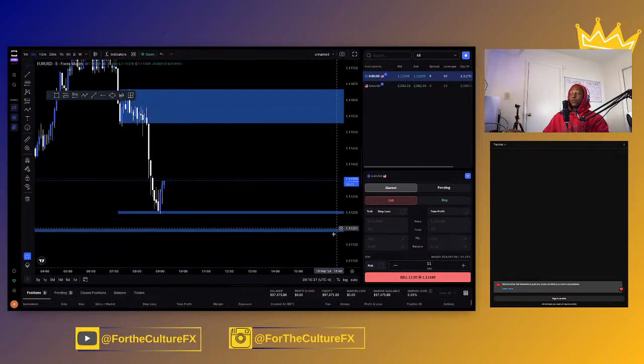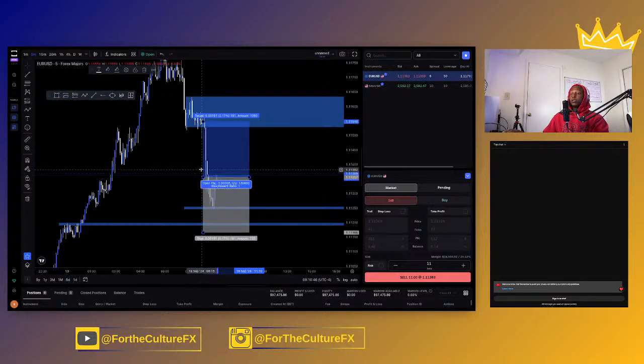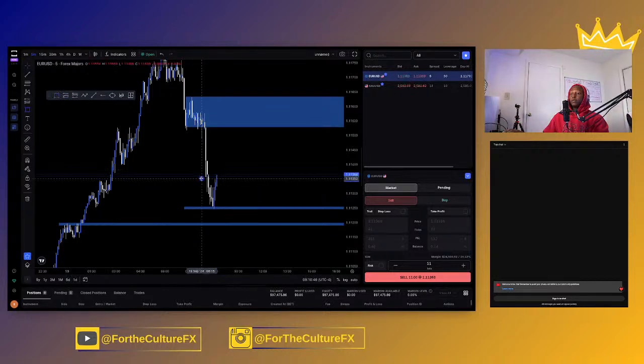See if we can't get a 5-minute candle flip. I want to see the first 5-minute candle to close bearish would be probably the best or the safest sell entry for this continuation move.